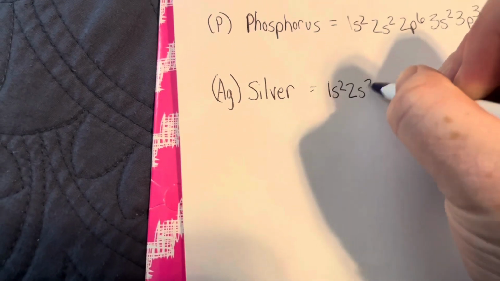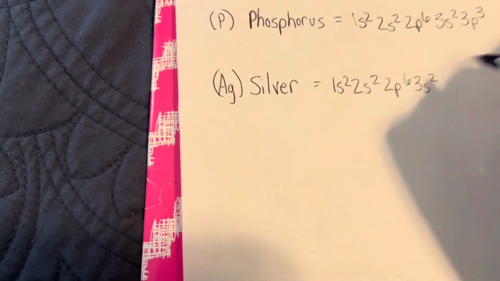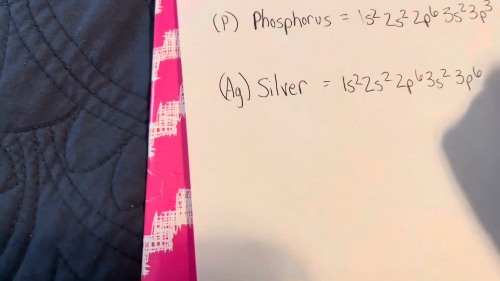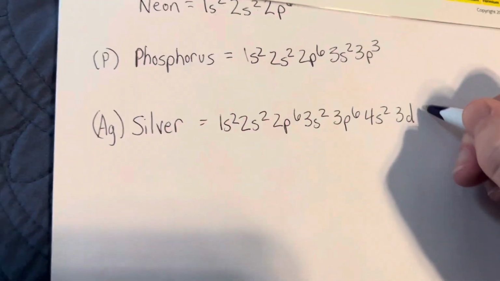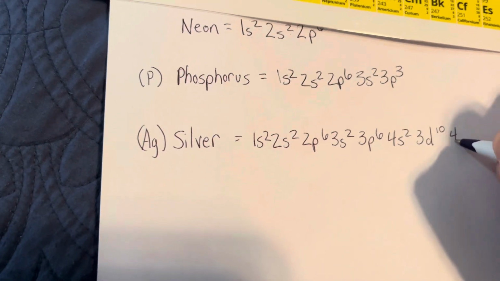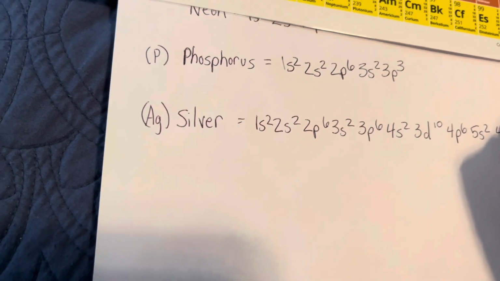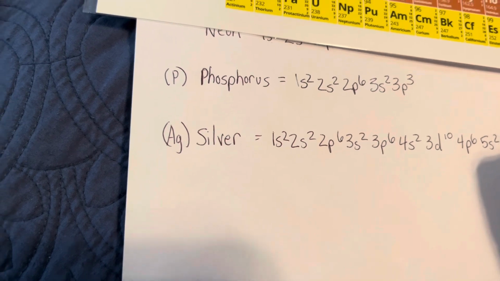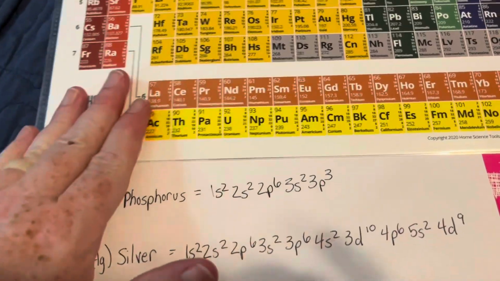1s2, 2s2, 2p6, 3s2, 3p6, 4s2, 3d10. So you just need to know the order that they fill up. 4p6, 5s2, 4d9. Okay? And you can count them up.